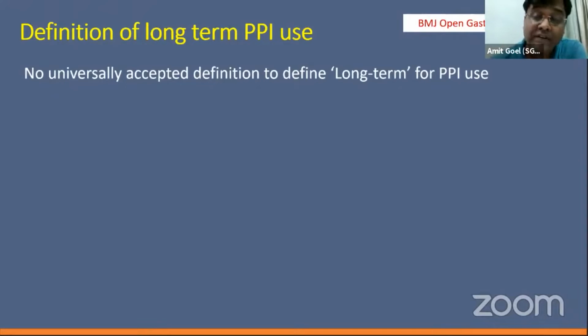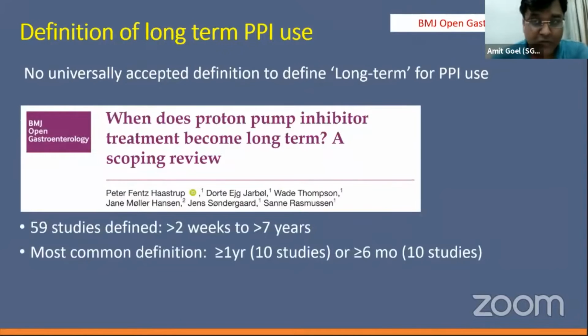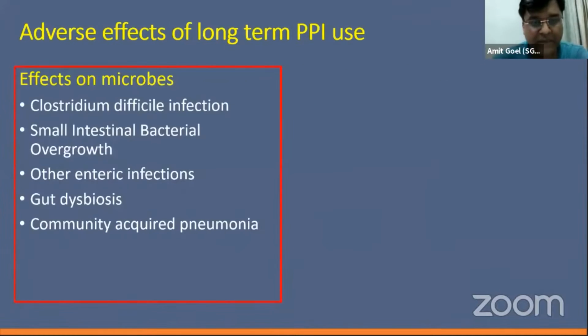So what is long-term? How to define? What is the cutoff to define long-term use of PPI? There is no universally accepted definition, and systematic reviews suggest that most of the studies have defined either more than 1 year or 6 months as long-term use of PPI. So depending upon our choice, we can say what is a long-term PPI.